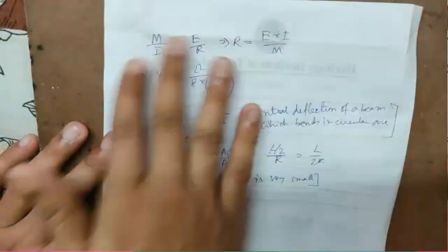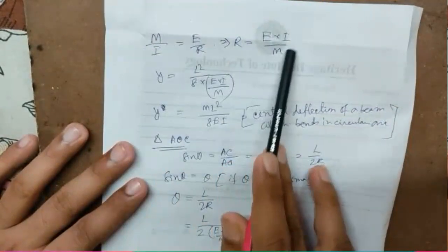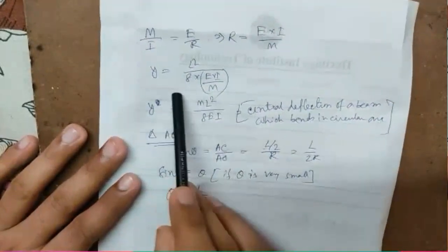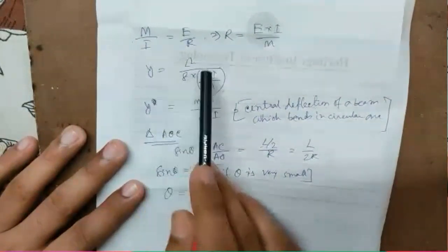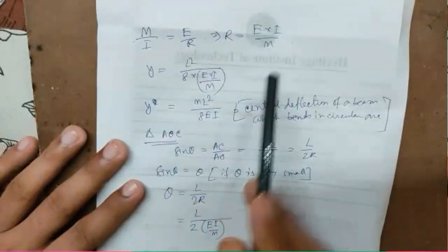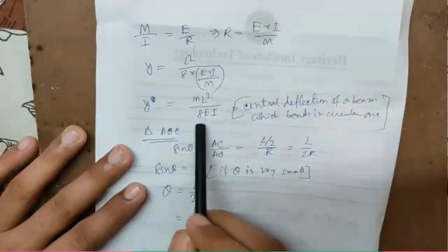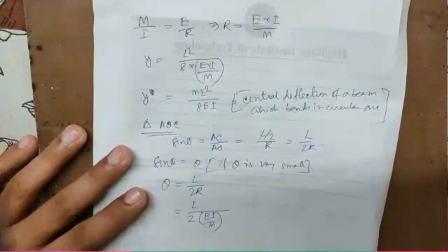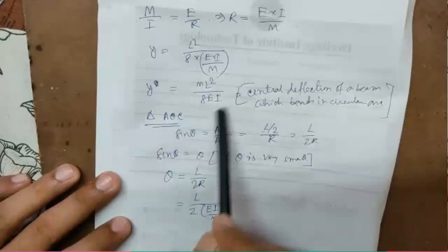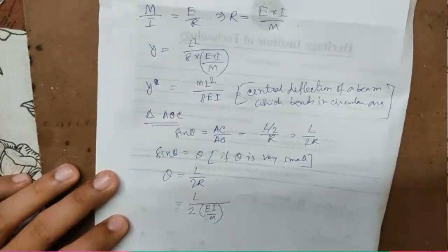We have also found that M by I equal to E by R, and R equal to E into I divided by M. So this value of R will be replaced in the formula we have just found, Y equal to L square by 8R. In place of R, we will use EI by M. From here, simplifying, you can find Y equal to ML square by 8 EI. So at the central position, for constant bending moment, the deflection is ML square by 8 EI. The condition is M should be constant.